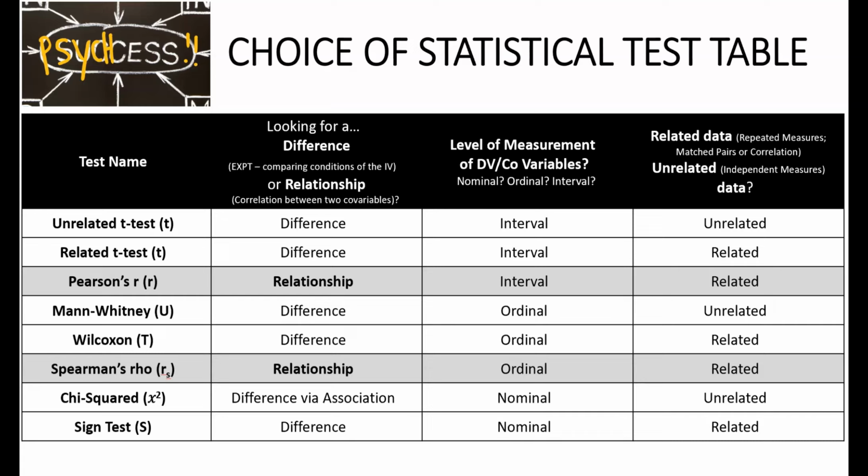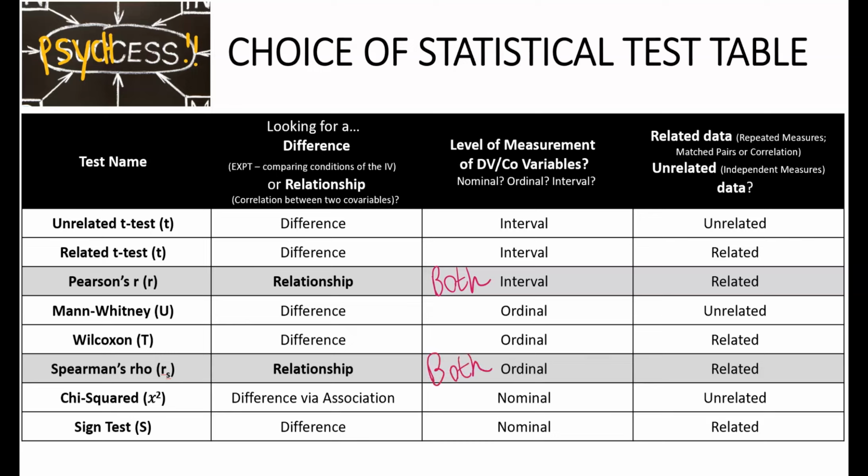There's also just one other thing that I want to really reiterate at this point, and that's about the Pearson's and Spearman's tests. They are the only 2 relationship tests, but they are also different in the sense that you do need to look at the level of measurement for both covariables. So technically, if you want to be really precise, the criteria for Pearson's is that both of your covariables need to be interval, and for Spearman's rho, both of them need to be ordinal.